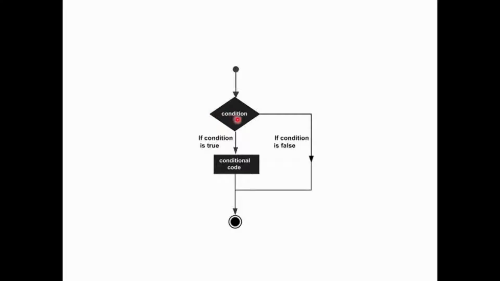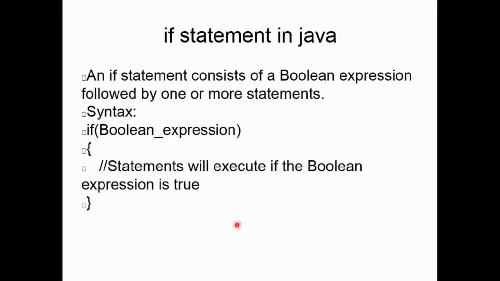As shown on your screen, it is a diagram of condition and true-false statements. First we will check the condition. If the condition is true, then the conditional code is executed, but if the condition is false, then this conditional code is not executed. The first one is the if statement.